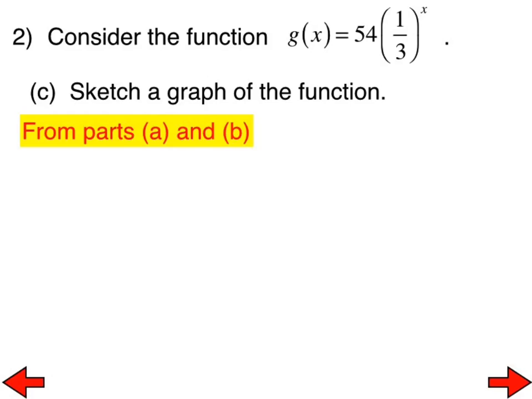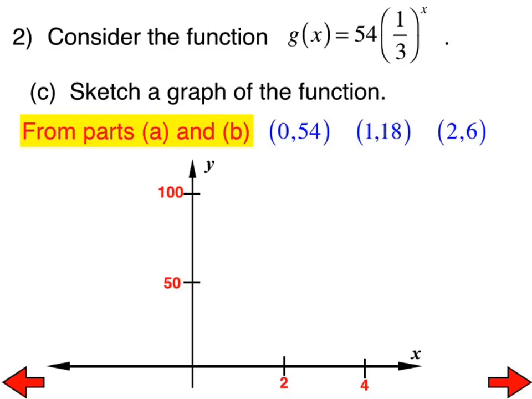Here is what your graph should kind of look like. We have three ordered pairs: 0, 54; 1, 18; 2, 6. We do need to put some numbers on both of our x and y axes. And when we plot those, your numbering doesn't have to look exactly like mine, but your graph should look very, very similar. So that's what the graph of that function should look like.